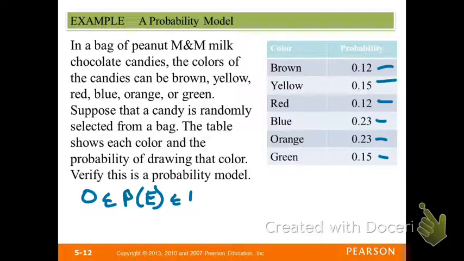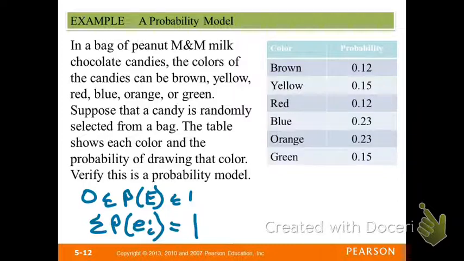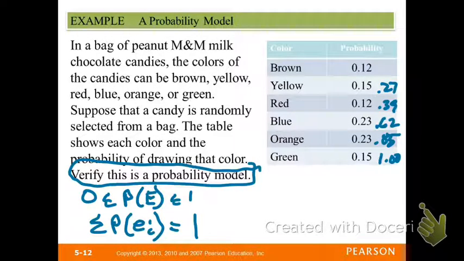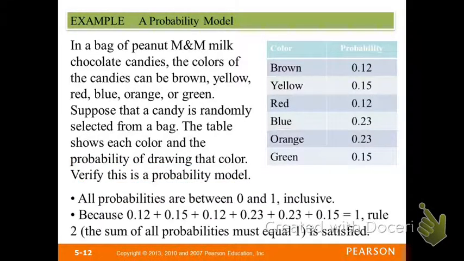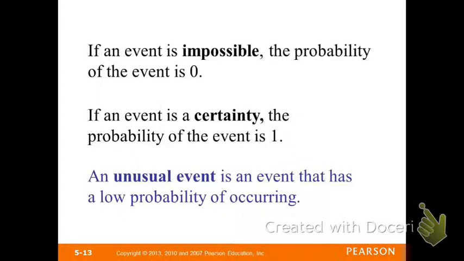Rule number 2 is that the sum, oh boy, let's do this using our sigma notation. The sum of the probability of each event has to equal 1. And if we add those together over here, just doing a running cumulative frequency kind of thing, this is 27, 39, 39 and 23 is 62, 62 and 23 is 85, and 85 and 0.15 is 1.0. So all of the probabilities add up to 1. We can verify that it is a probability model because it meets these two characteristics of what a probability model is. All right.